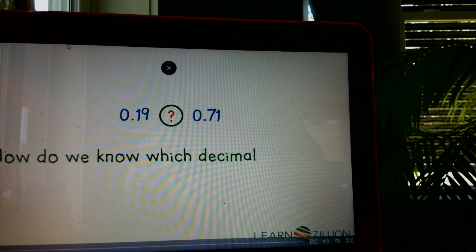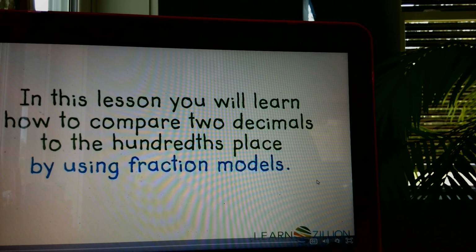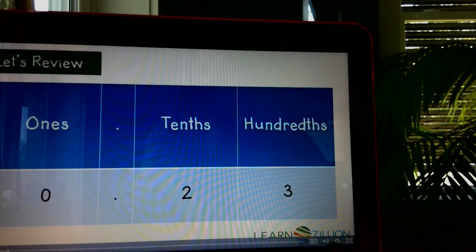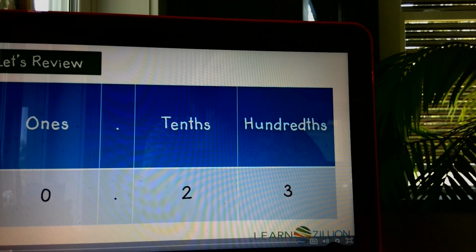How do we know which decimal is larger? In this lesson, you will learn how to compare two decimals to the hundredths place by using fraction models. Let's take a minute to review place value. For this lesson, we'll be focusing on the place values to the right of the decimal point. Directly to the right of the decimal point is the tenths place. The tenths place indicates that the whole, 1, has been split into 10 pieces. A digit in this place indicates how many pieces of that size we have. So in this number, the 2 in the tenths place shows that we have 2 pieces of 1/10 size.